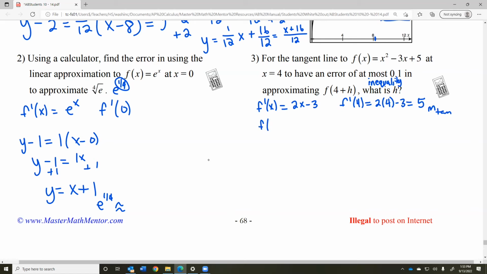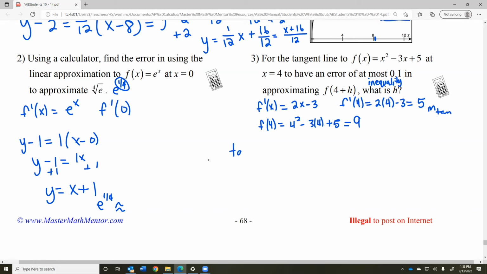We also need f of 4. So if we plug 4 back into the original equation, we get 4 squared minus 3 times 4 plus 5. 4 squared is 16. 16 minus 12 is 4. 4 plus 5 is 9. So now we can actually come up with the tangent line.